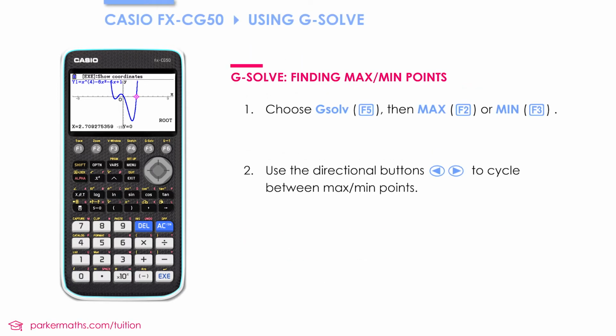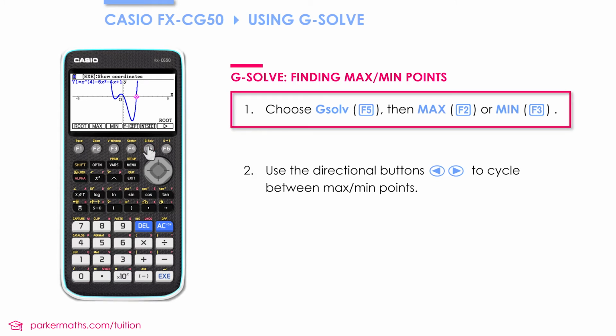Next, we're going to use gsolve to find local minimum and maximum points. We press F5 to enter the gsolve menu, and we press max, F2. That will find us a maximum point. For the maximum points, you get an x and a y coordinate. In a similar way, we can find the minimum points by going gsolve min.